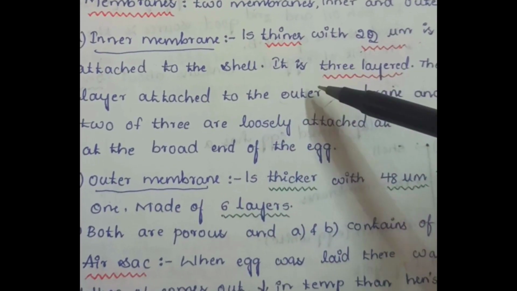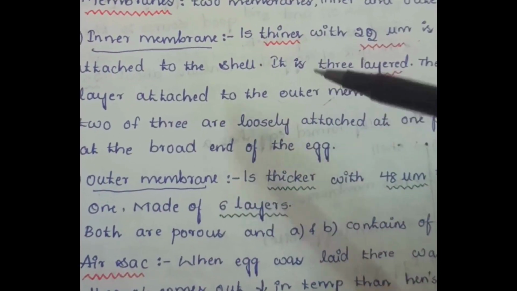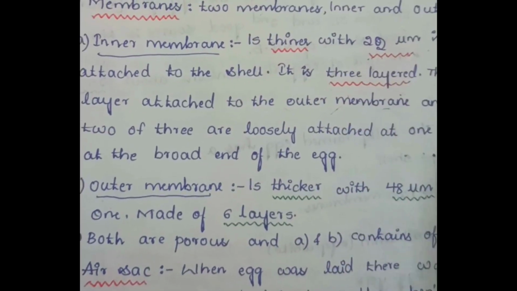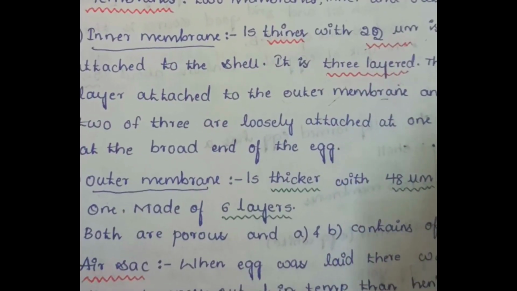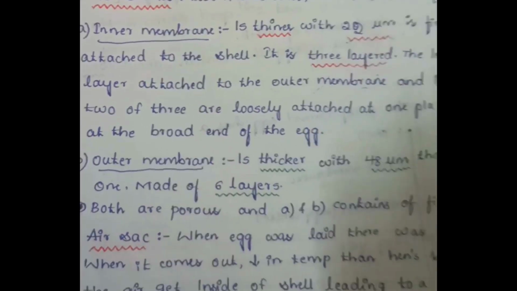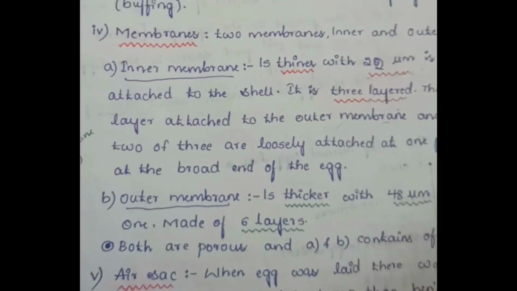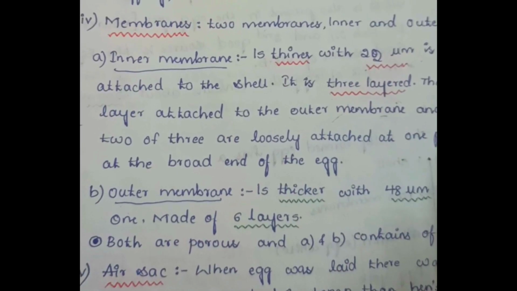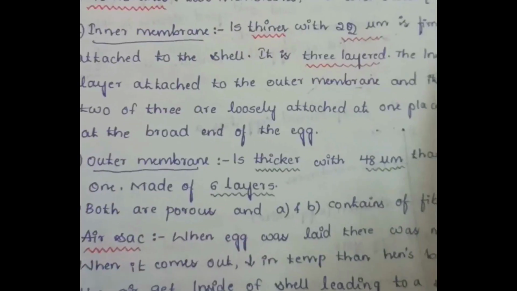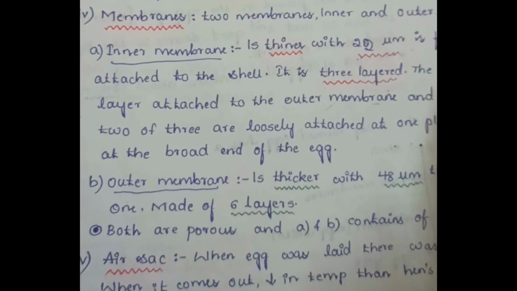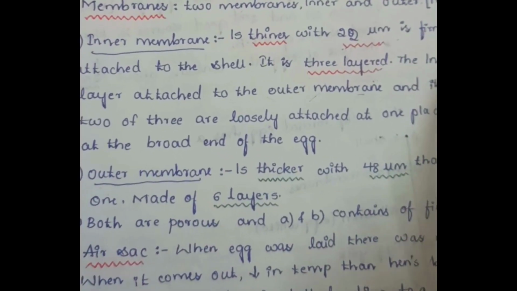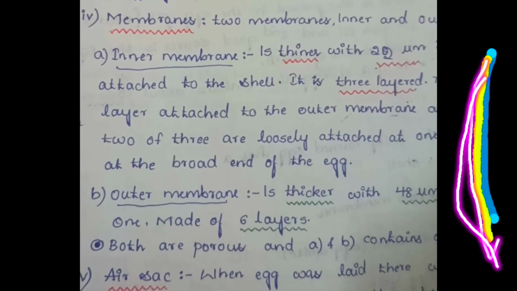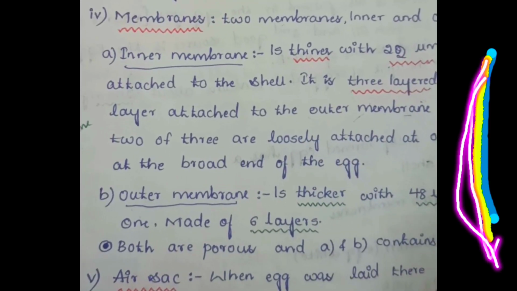So there are two membranes, inner and outer. The inner one is thinner, 22 micrometers in diameter, and has three layers. Considering the inner one with its three layers, the innermost layer is attached to the outer membrane, and the other two are attached firmly at one place, the broad end of the egg.